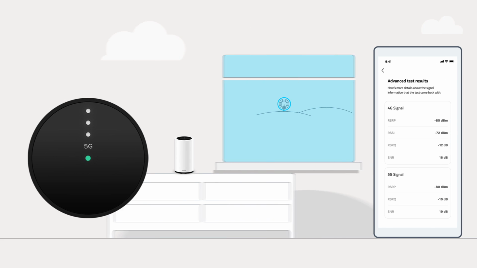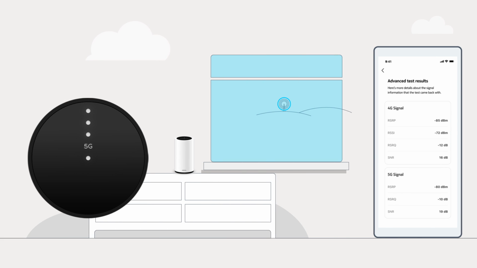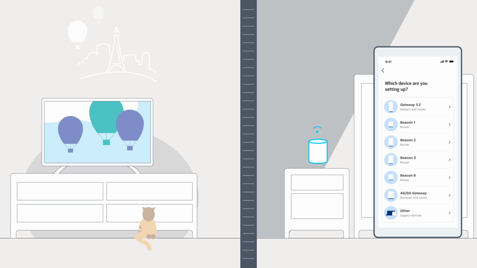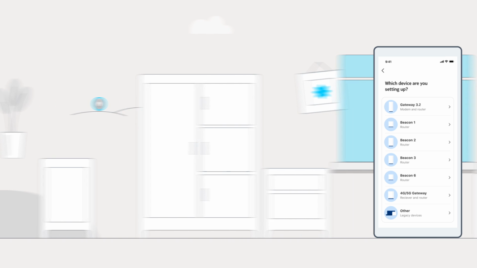The Nokia Wi-Fi app will help you find the best location for your Gateway. It's also a great way to check your 5G signal strength and even onboard Nokia Wi-Fi beacons to extend 5G speeds in every corner of the home.